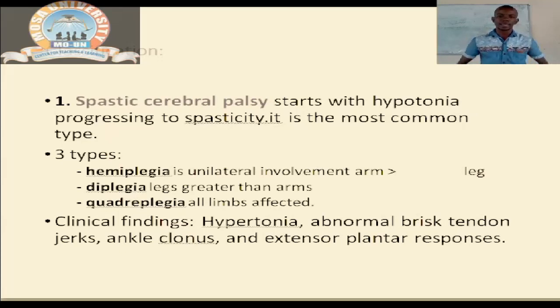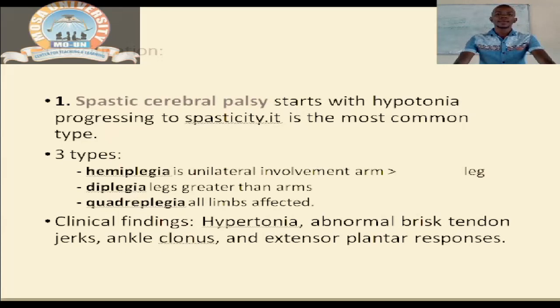Diplegia, here it's either the arms or the legs where the paralysis is, but this one is more common in the legs, compared to the arms. And then we have the third type, which is going to be affecting all the four limbs, which is the one we are calling quadriplegia.